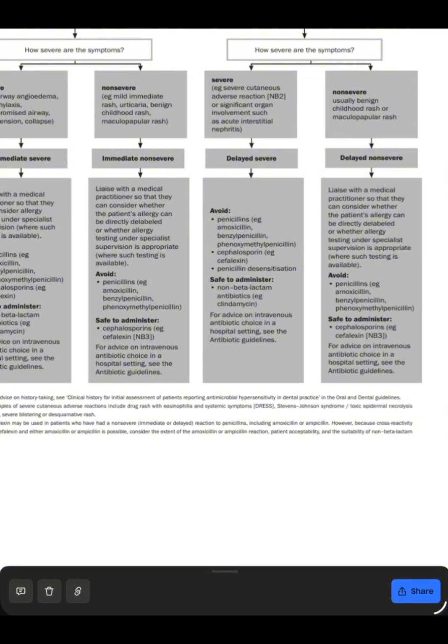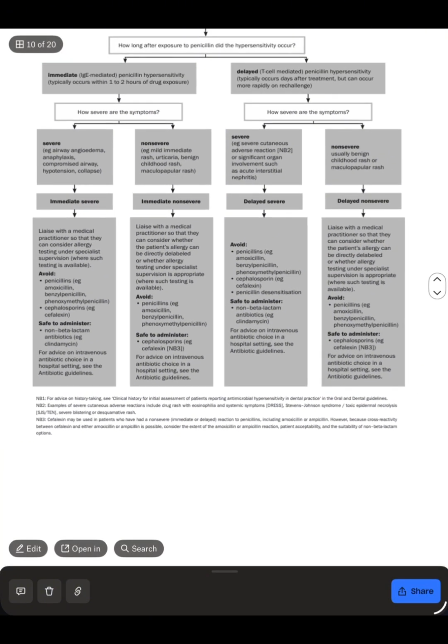So in any case, I think if they have hypersensitivity, delayed or immediate, we need to avoid penicillin, and it's just safe to administer clindamycin. Don't give any penicillin or cephalosporin if the question is coming in the exam.